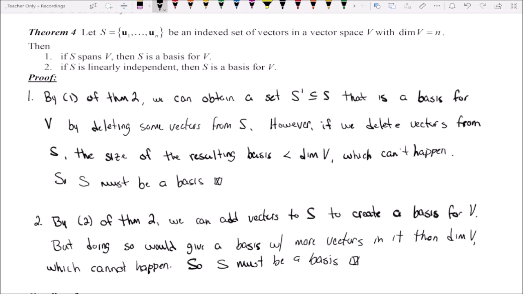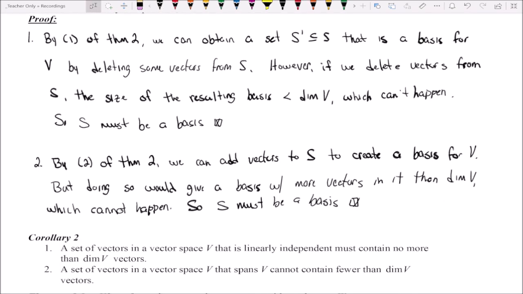Right? In other words, if you have a set of vectors that has the same number of vectors as the dimension of your vector space, then if S spans V, it must also automatically be linearly independent. And also, if S is linearly independent, it must also automatically span the vector space.